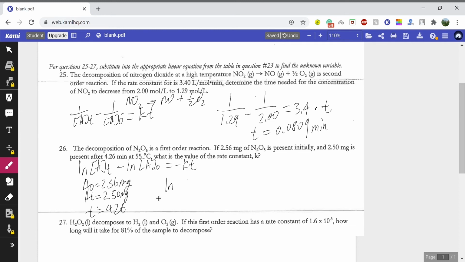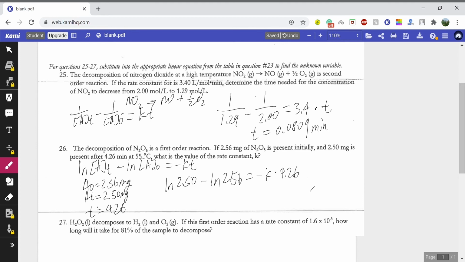So ln of the concentration of A at t, we can use the mass of A at a certain time, which is 2.50, minus ln of the initial. Now we need the initial concentration, but we're not given concentration, so we're going to use the mass of the initial. And because they're both in milligrams, that's why it will work. They're both milligrams, and that's why we'll be able to use them instead of the concentration. Now we'll set that equal to negative k times time, which is 4.26 minutes.